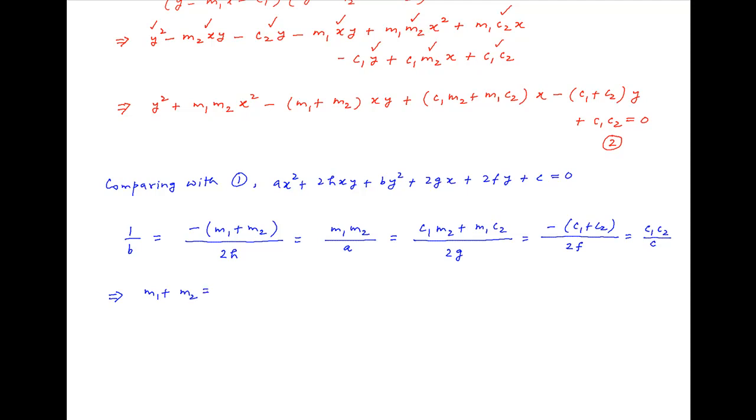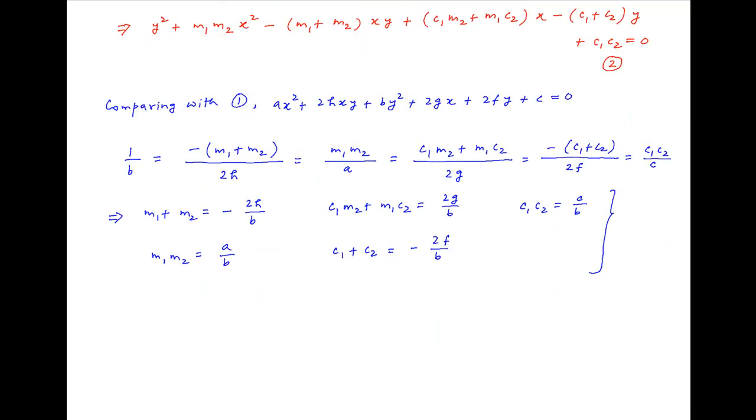This implies that m1 + m2 = -2h upon b, m1 times m2 = a upon b, c1m2 + m1c2 = 2g upon b, c1 + c2 = -2f upon b, and finally c1 times c2 = c upon b. Let's denote these results by 3.